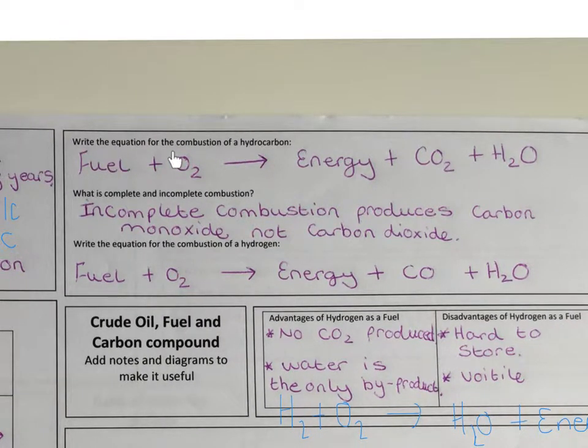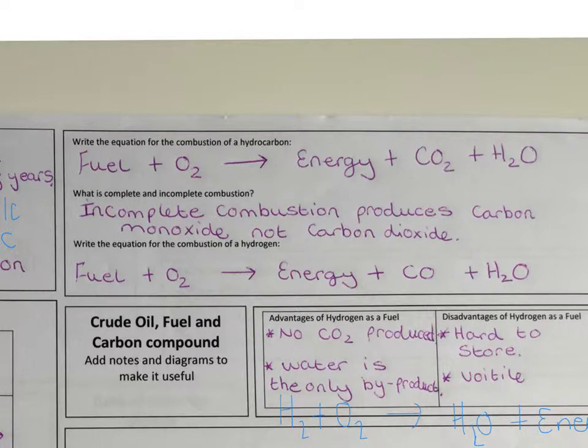The main way that we currently in this country produce energy from our fuel is to use combustion of a hydrocarbon. So you put the fuel, such as petrol, with oxygen, you produce energy, water again as a byproduct, but you also produce carbon dioxide. Okay, that carbon dioxide can lead to global warming.